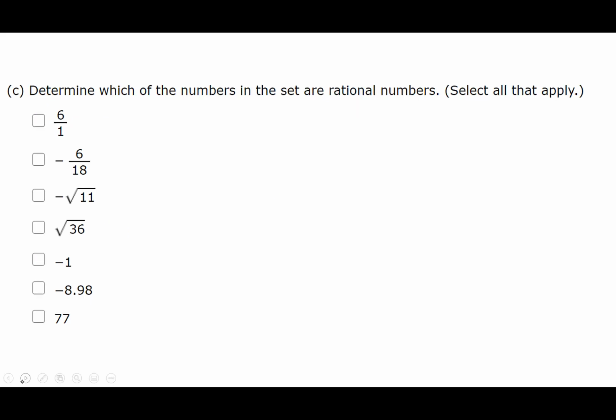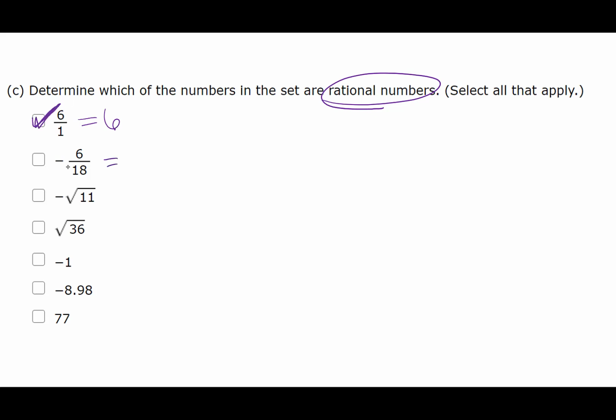Okay, next it says determine which of the numbers are in the set of rational numbers. Rational includes almost every real number out there, so we're going to check more on this one. Same list of numbers. 6 over 1 simplifies to 6, which is a natural number. 6 is also a whole number. 6 is also an integer, and it's also a rational number.